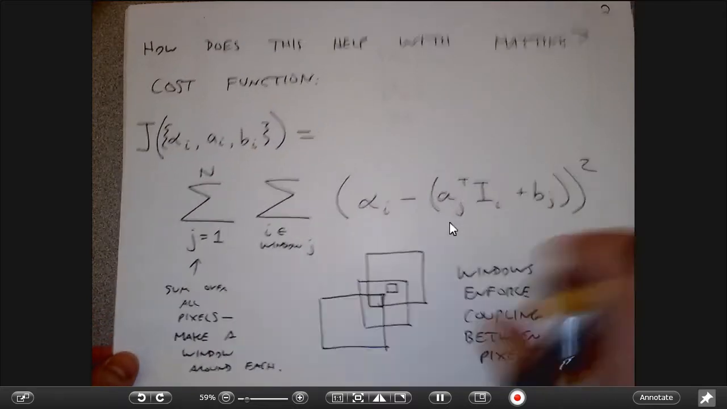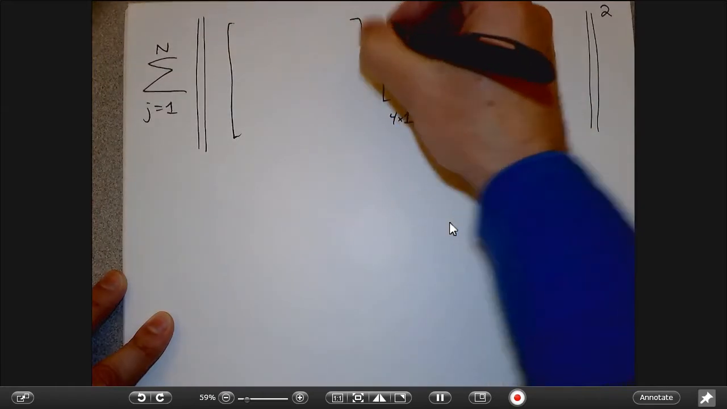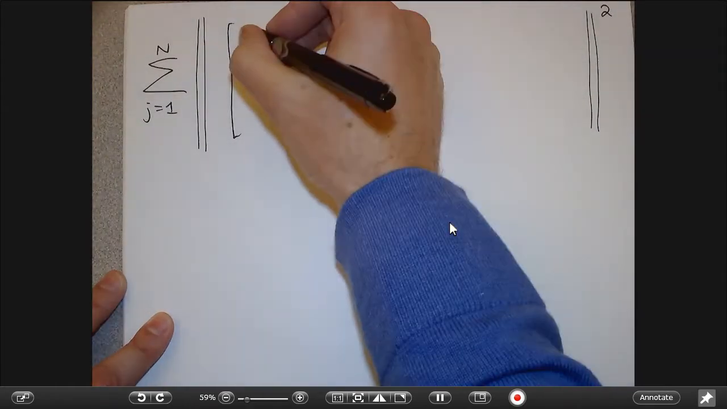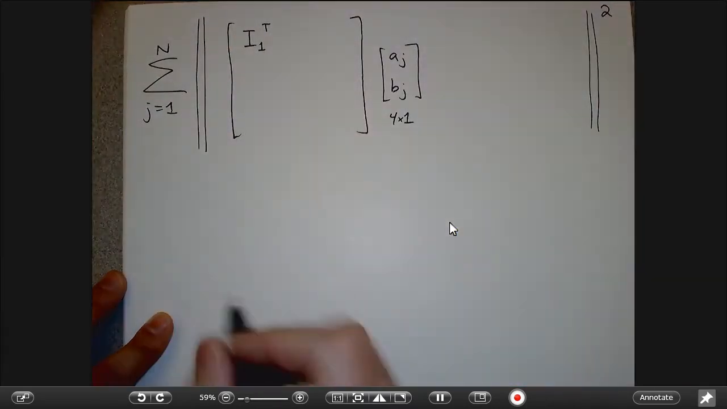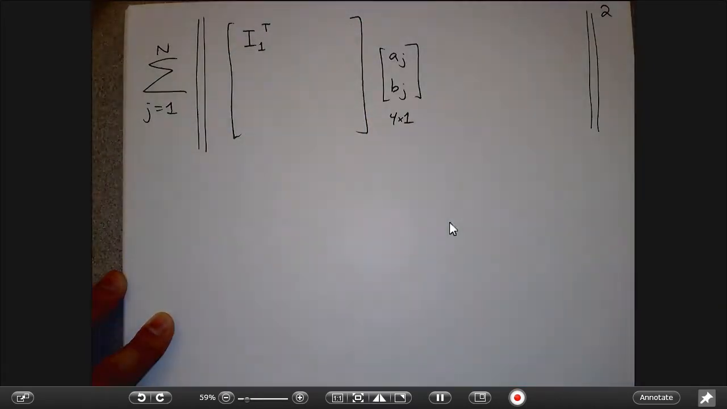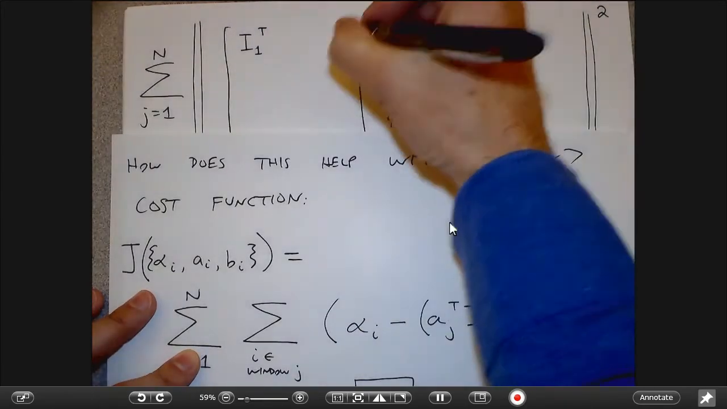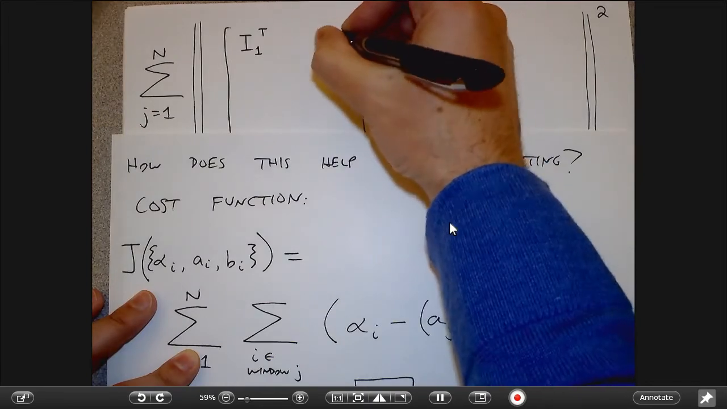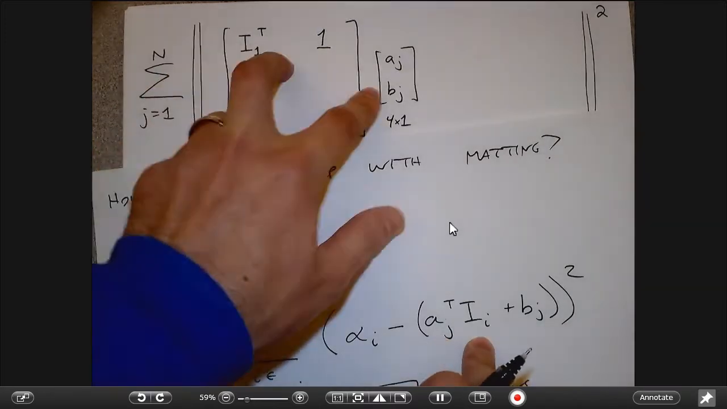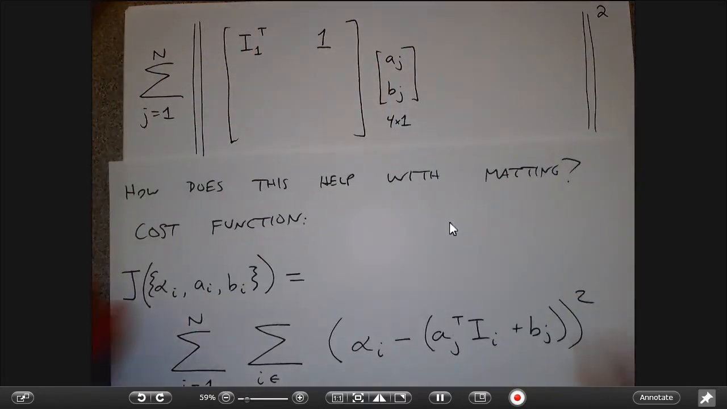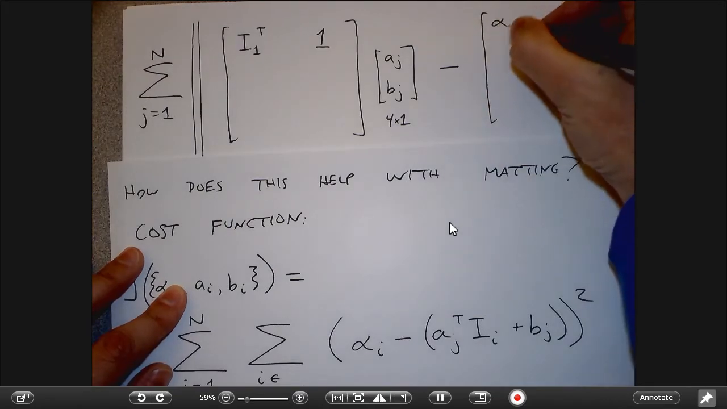So how do I get the difference? Well, what's multiplying a_j for the first pixel? Well, I'm taking the color at the first pixel in the window, and that's what this a_j transpose I is. And then I have a 1 over here, right? So that's my a_j transpose I_1 plus this b constant. And I'm comparing that to the alpha 1 here.